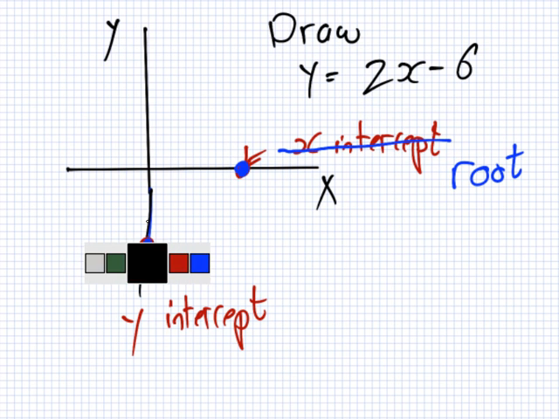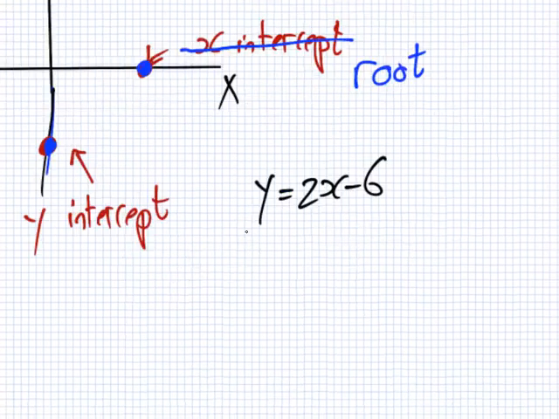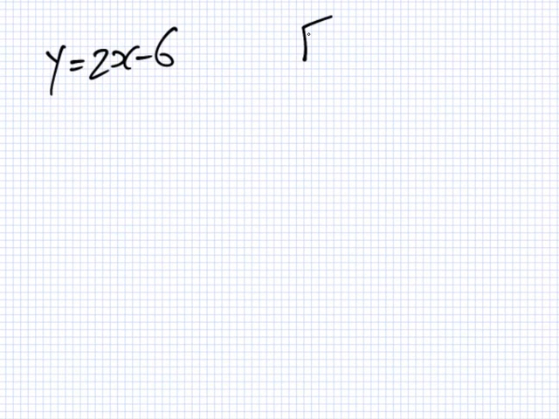So how do I find those points? For example, if we have y equals 2x minus 6. Let's have a look at this one. How do I find 2 points? To find the x-intercept, you make y 0. That's it. And for the y-intercept, you make x 0.